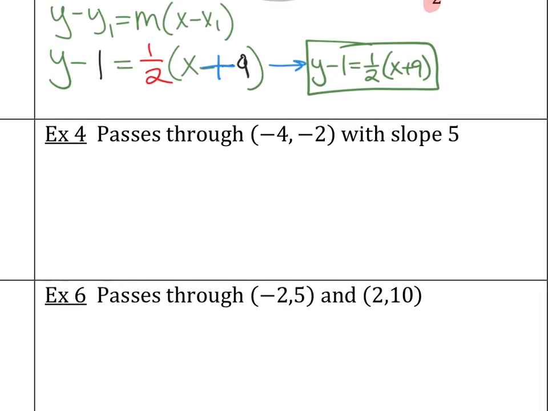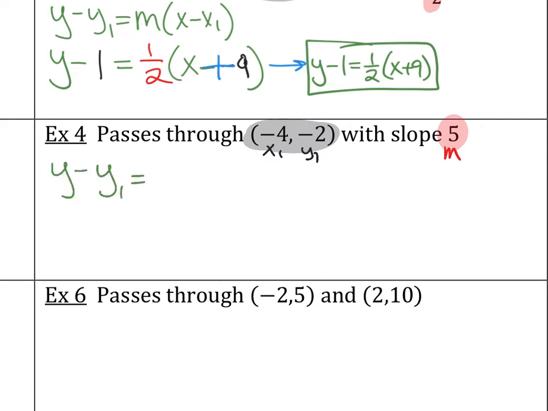Glenn, what am I going to label negative 4, comma, negative 2? X1 and Y1. Thank you. Chris, and what am I going to label this number? M. I'm glad class is one voice. Thank you, Alex. Since I'm given a point and a slope, I'm going to fill out point-slope form.